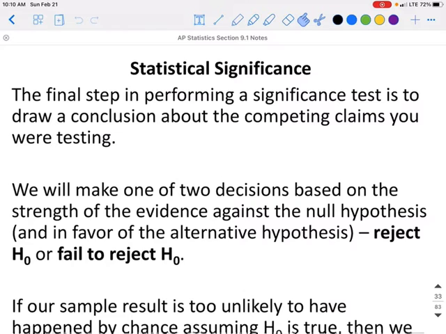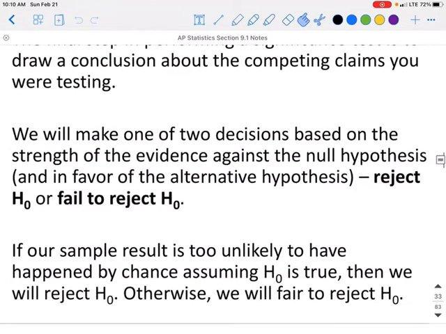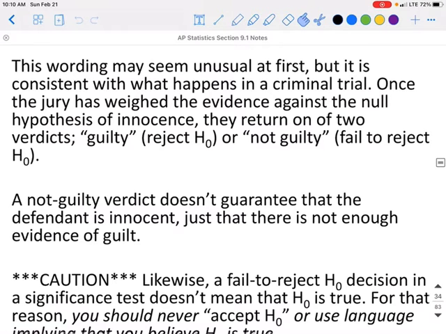The final step in performing a significance test is to draw a conclusion about the competing claim you were testing. We will make one of two decisions based on the strength of the evidence against the null hypothesis. We will either reject the null hypothesis or fail to reject the null hypothesis. If our sample result is too unlikely to have happened by chance, assuming that our H sub 0 is true, then we will reject; otherwise, we will fail to reject.